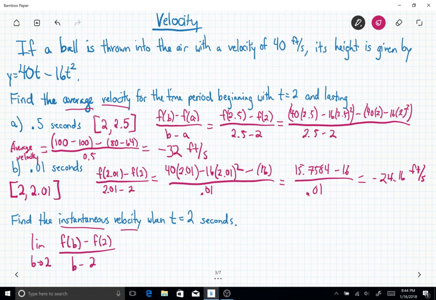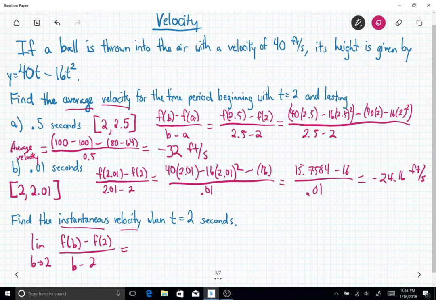And this is something you're going to be building to a little bit later down the road. You don't have to do this. You could keep on doing average rates of change and kind of see where the trend is. You start at negative 32, you get negative 24.16. You'll get smaller and smaller intervals will be like negative 24.008. You'll get sooner or later, and you'll see where this is heading.